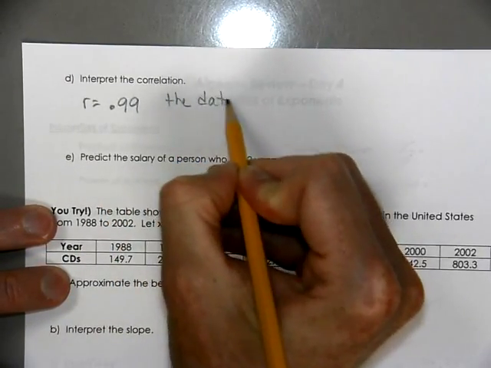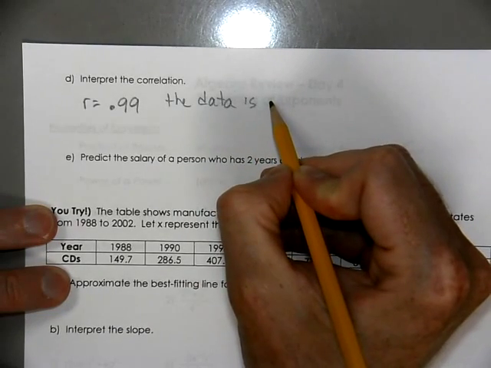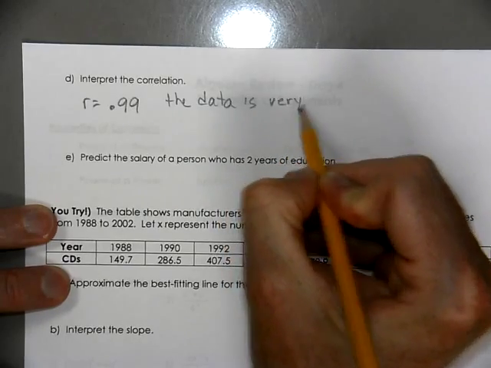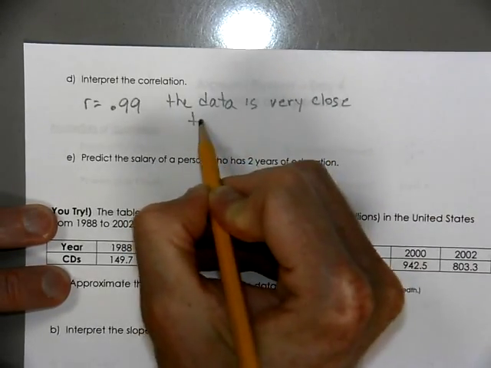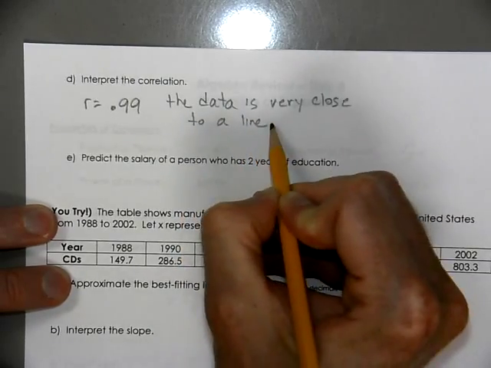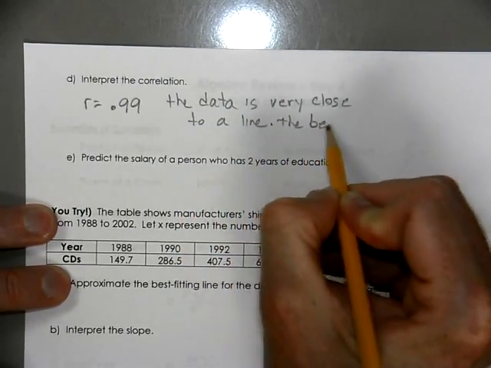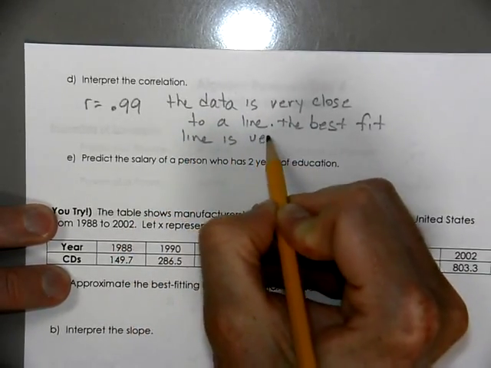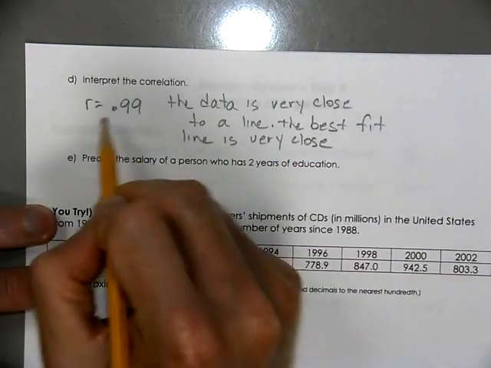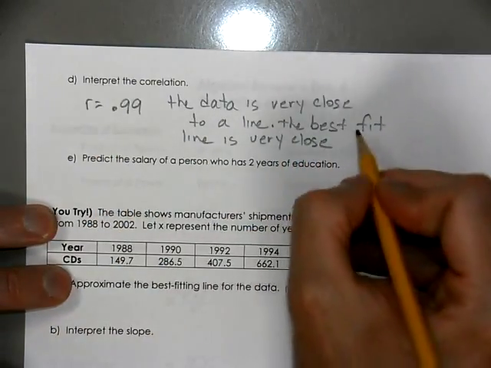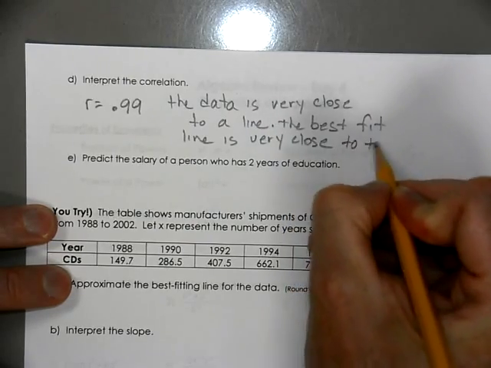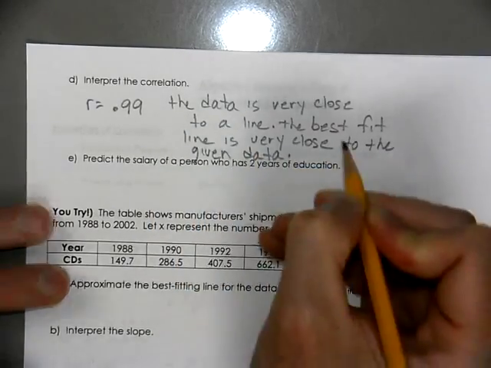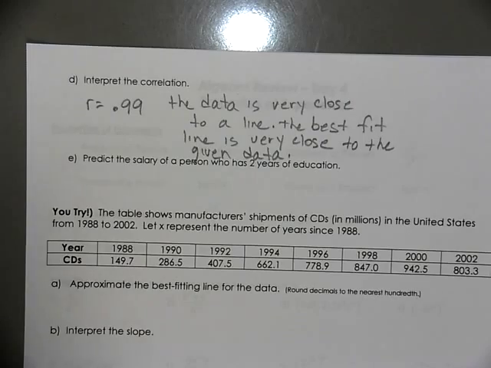The data is very close to a line. The best fit line is very close. I like to call it like 99%, very close to the given data. You can phrase it either way.